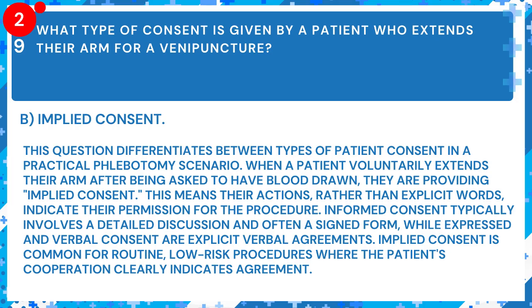Answer: B. Implied consent. Explanation: this question differentiates between types of patient consent in a practical phlebotomy scenario. When a patient voluntarily extends their arm after being asked to have blood drawn, they are providing implied consent. This means their actions, rather than explicit words, indicate their permission for the procedure. Informed consent typically involves a detailed discussion and often a signed form, while expressed and verbal consent are explicit verbal agreements. Implied consent is common for routine, low-risk procedures where the patient's cooperation clearly indicates agreement.